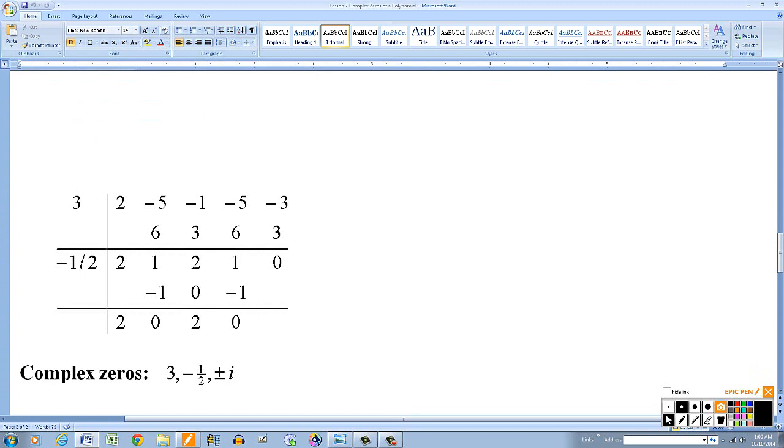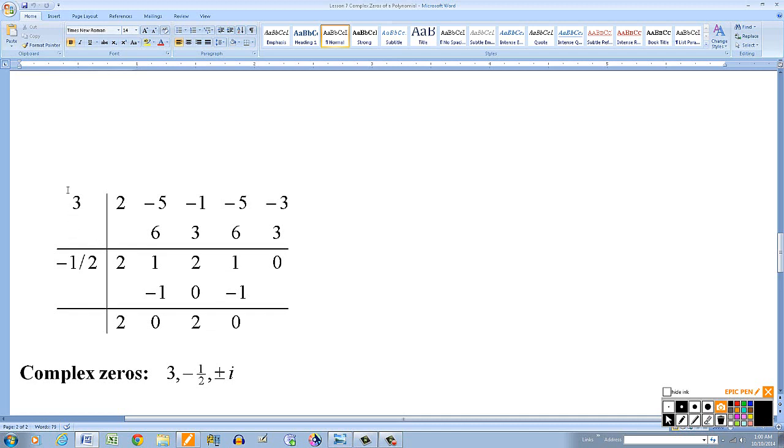So again, it's like starting over again. It's like starting right here, the new row right here, 2, 1, 2, 1, 0. And then I put the negative 1 half, and it's just repeating the synthetic division. Bring the 2 below the line. Negative 1 half times 2 is negative 1. Bring it over to the next column. 1 and negative 1 is 0. Negative 1 half times 0 is 0. 2 and 0 is 2. Negative 1 half times 2 is negative 1. 1 and negative 1 is 0. We stop right there.